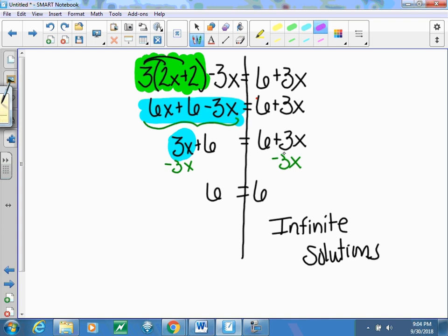And then to get my variable alone, I subtracted 3x from the left-hand side, so I also had to do that to the right. And that was the cancellation of our x values, which left me with 6 equals 6. And that's a true statement. So we can say that there are infinite solutions.